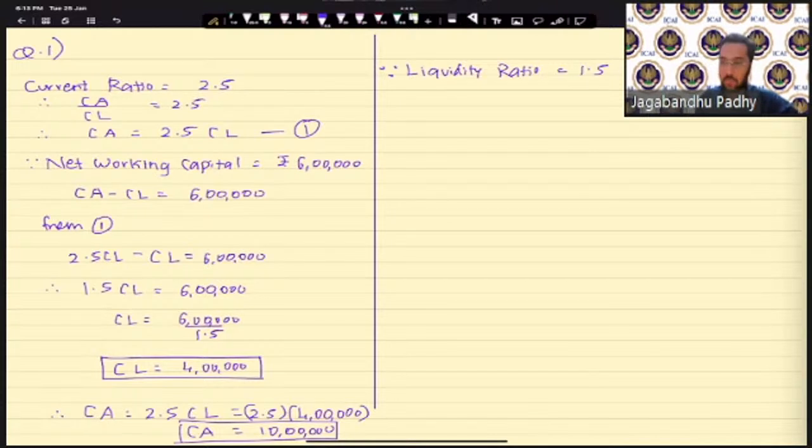Liquidity ratio of 1.5. So we know liquidity ratio stands as liquid assets upon current liability, and that liquid asset is basically current asset minus your stock. Current asset minus stock upon current liability is 1.5. Now the thing is, we already know our current liability and our current asset. By default, we can get the balancing stock figure. So current asset of 10 lakh minus stock of, we don't know the stock, divided by current liability, which we know is 4 lakh.